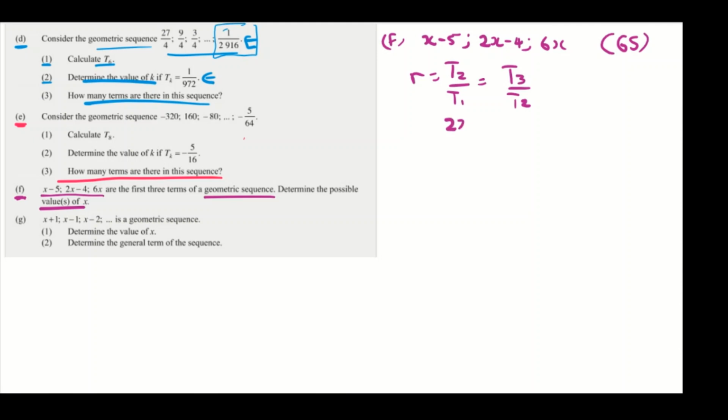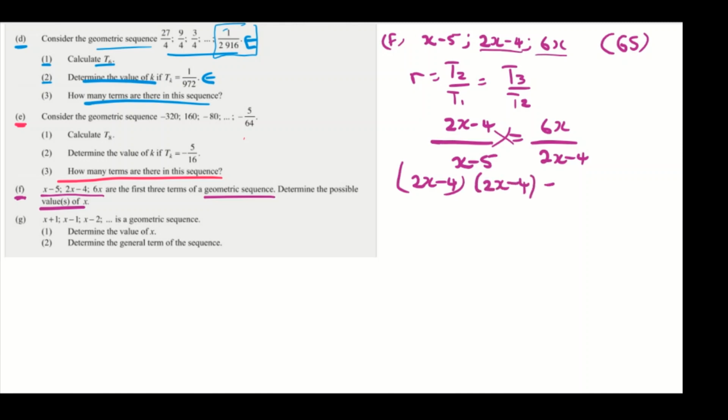So what is t2? t2 is 2x minus 4. So this is term number 2. Divide by term number 1, which is x minus 5, equals to term number 3, which is this one here, 6x divided by term number 2, which is 2x minus 4. And then you do your cross multiplication. You're going to have 2x minus 4 times 2x minus 4 equals to 6x times x minus 5.